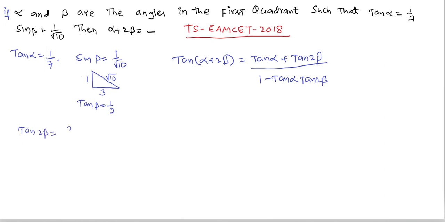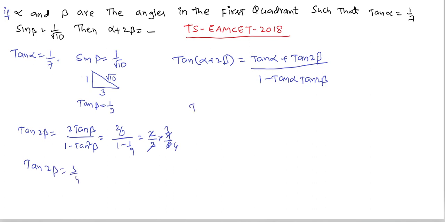We know that tan 2 beta is 2 tan beta by 1 minus tan square beta. That is 2 into 1 by 3 by 1 minus 1 by 9, equal to 2 by 3 into 9 by 8. 3 times cancel, 2 4 times cancel. Therefore tan 2 beta is equal to 3 by 4.